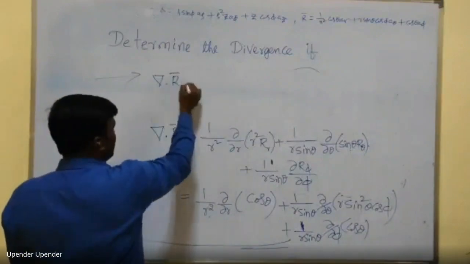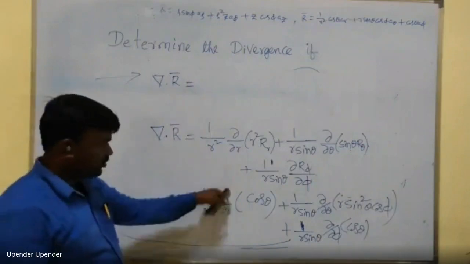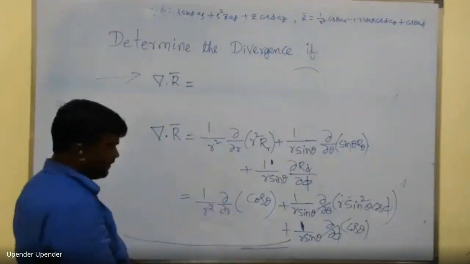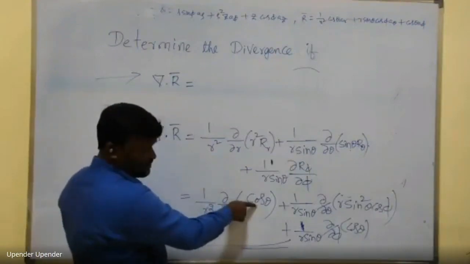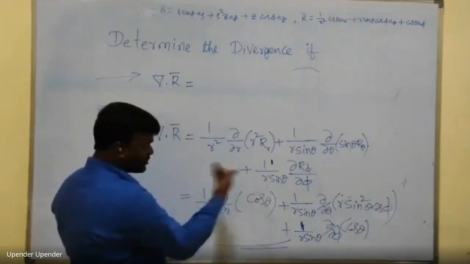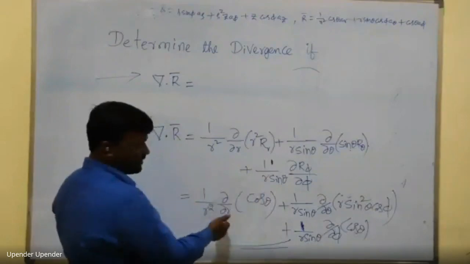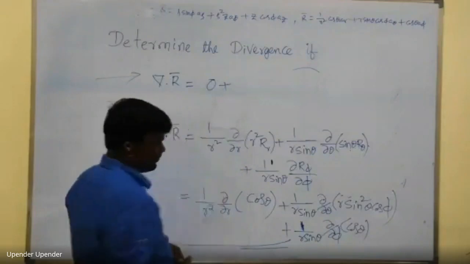Del dot R bar is equal to what? 1 by r square dou by dou r of cos theta. Here, partial differentiation with respect to r, this is a function of what? Theta. It means this function is treated as a constant. Differentiation of a constant gives 0, and 0 into something is 0.